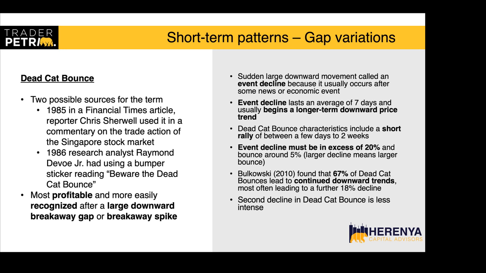So what you have to do is identify what's called an event decline. This is when there's that really large, sudden drop in a share price or in a commodity price or asset price, whatever it is, and it's like this really violent move. That is called an event decline, usually because of some sort of economic or news event that caused it, right?